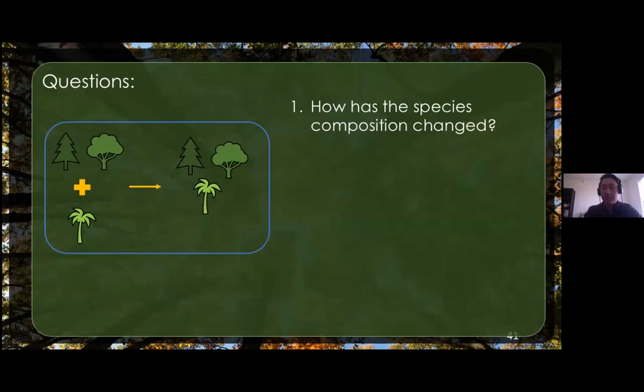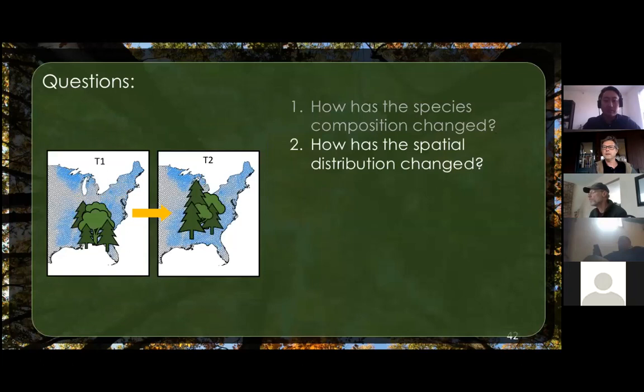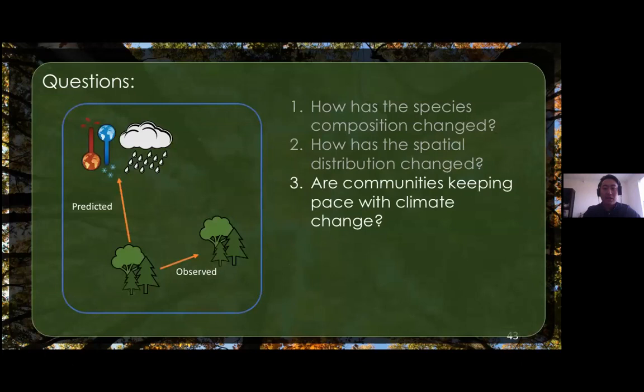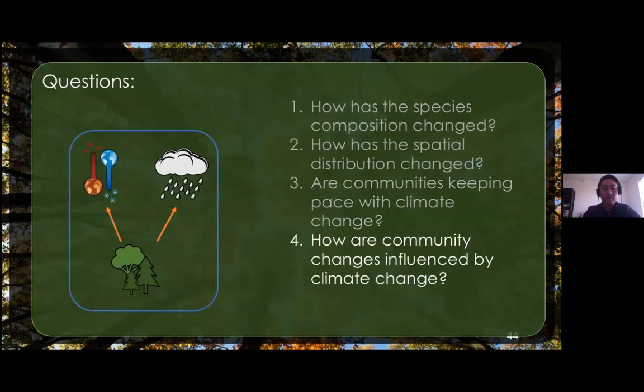And so with this study, I wanted to answer a few specific questions. First off, how has the species composition of these communities changed? Are we seeing, as these species are migrating, are they causing the composition of these different communities to change as well? Second, I want to see whether the spatial distribution of these communities has changed. Are they moving as a whole around the country? And then assuming that these communities are moving, are they going the same distance and direction that climate change is telling them to go? Are they aligning with their climate space that they historically were a part of? And then finally, how are community changes across all of our communities influenced by climate change? Are we finding areas with the greatest levels of climate change also having the greatest amounts of turnover in our communities?